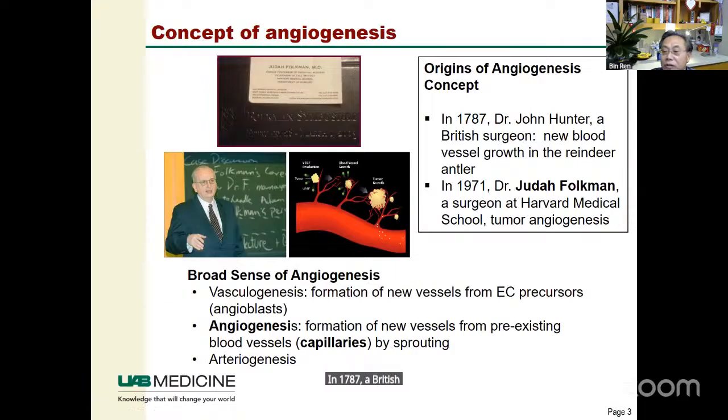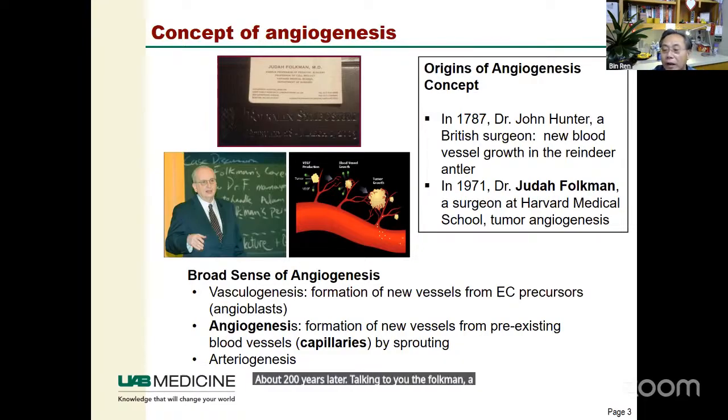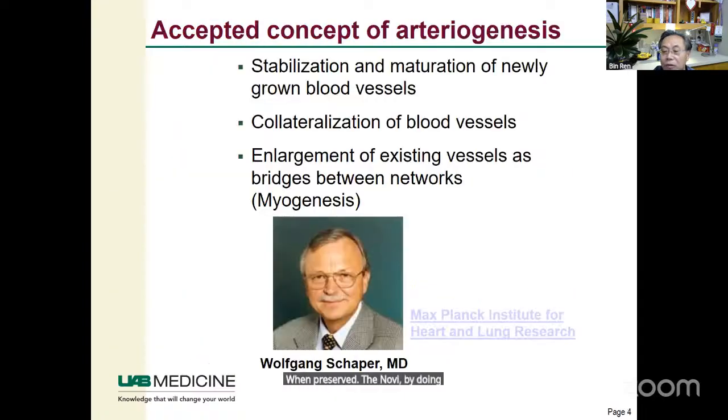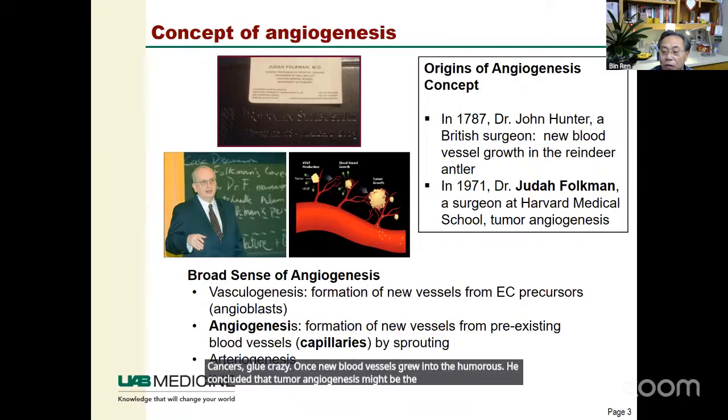In 1787, a British surgeon, Dr. John Hunter, coined the concept of angiogenesis to describe the blood vessel growing in the reindeer antler. About 200 years later, Dr. Judah Folkman, a surgeon at Harvard Medical School and the Boston Children's Hospital, proposed the concept of tumor angiogenesis when he served the Navy doing biomedical research. He found that cancers remain dormant when tumor size is less than 2 millimeters. However, cancers grew wildly once new blood vessels grew into the tumors. He concluded that tumor angiogenesis might be the key to tumor progression.